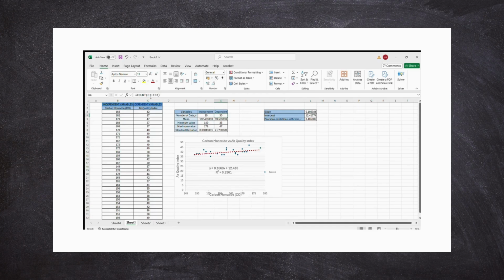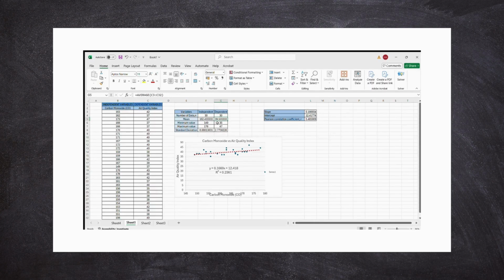And then for the mean, I use equals to average B3 to B32. That's from the carbon monoxide. And then for the dependent variable, I use C3 to C32 for the air quality index.